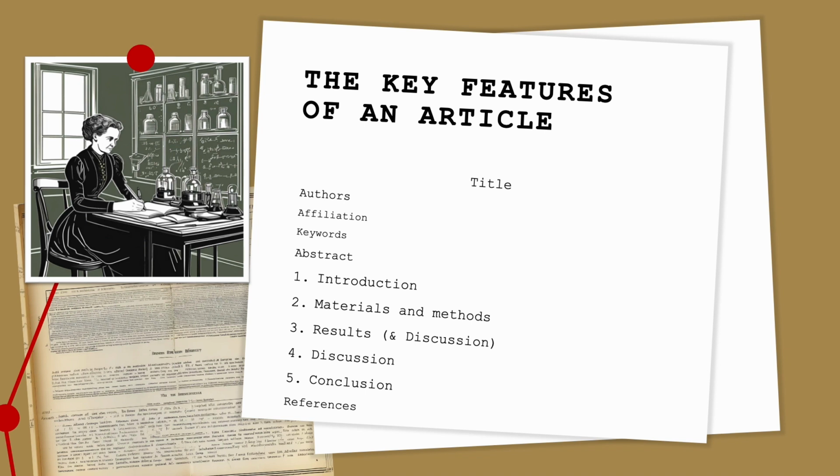Now, I'm going to talk briefly about the content of an article. The key features of an article typically include the title, authors, affiliations, keywords, abstract, introduction, materials and methods, results, sometimes along with the discussion, or sometimes discussion separately, conclusion, and references. I will talk about these in more detail in our next lesson.